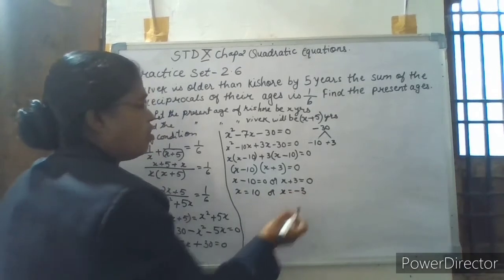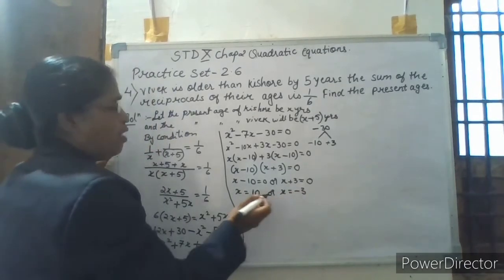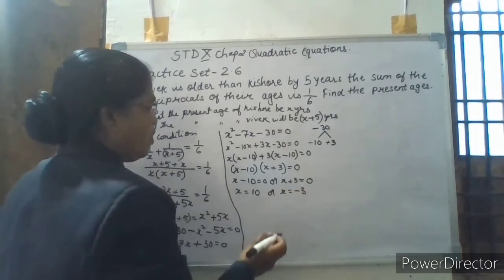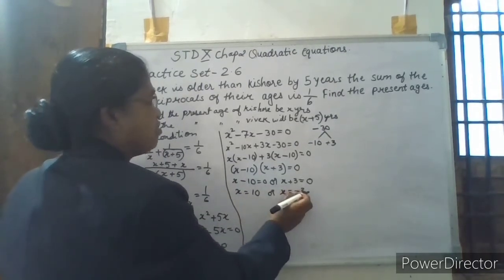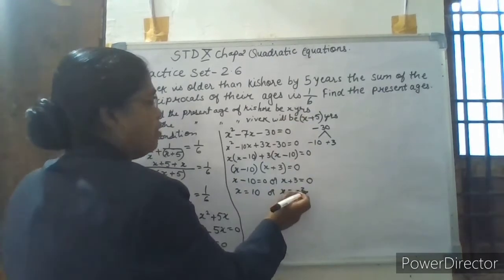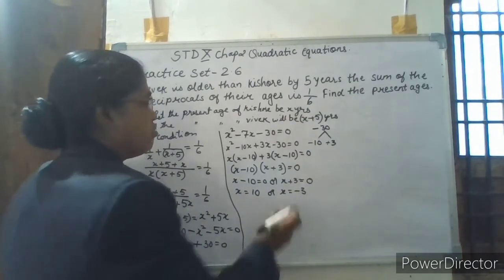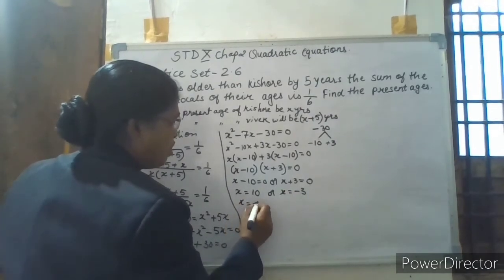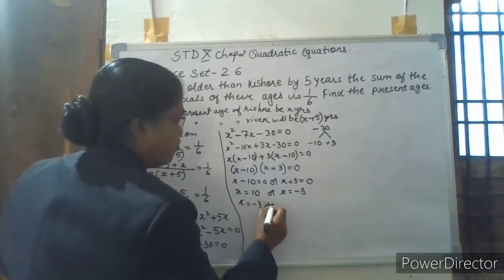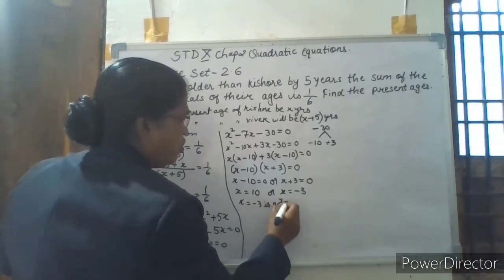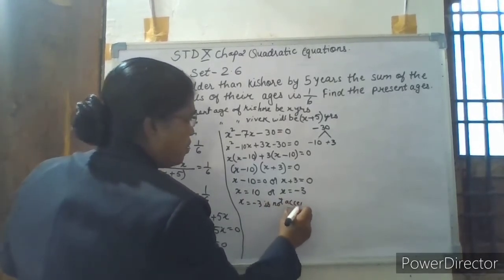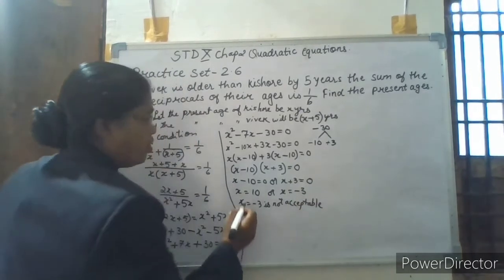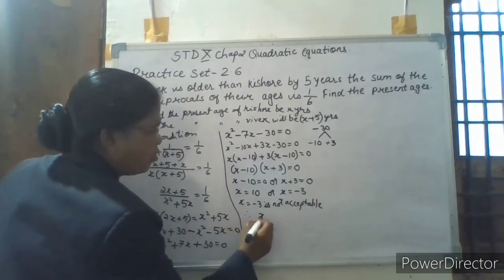So in a quadratic equation we get one positive and one negative value of x. So in this case the age of a person cannot be negative, minus 3. x equal to minus 3 is not acceptable. Therefore x is equal to 10.